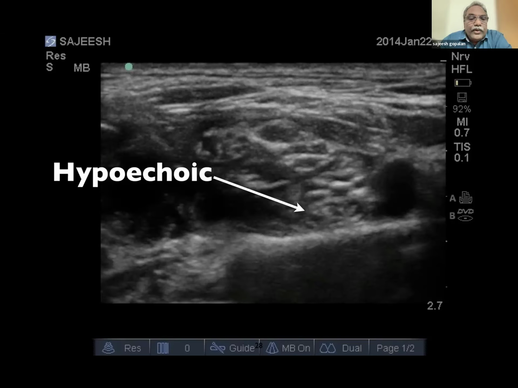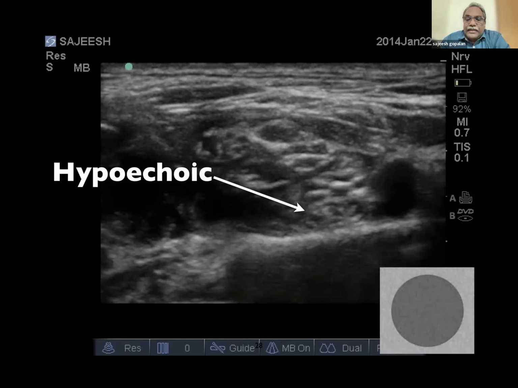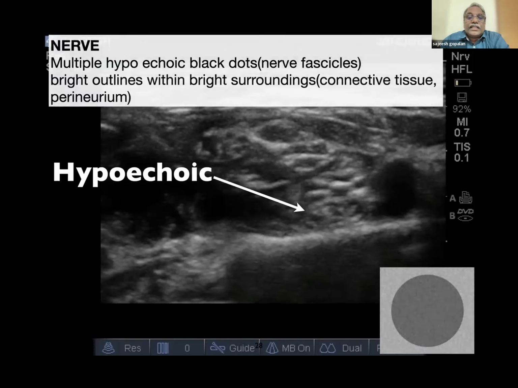Here again, on the right side, the round structure is the subclavian artery, and to the left of that we can see the classical bunch of grapes appearance, which Neetha will talk about in detail. The small black round structures are the bunch of grapes appearance, with mixed echogenicity.